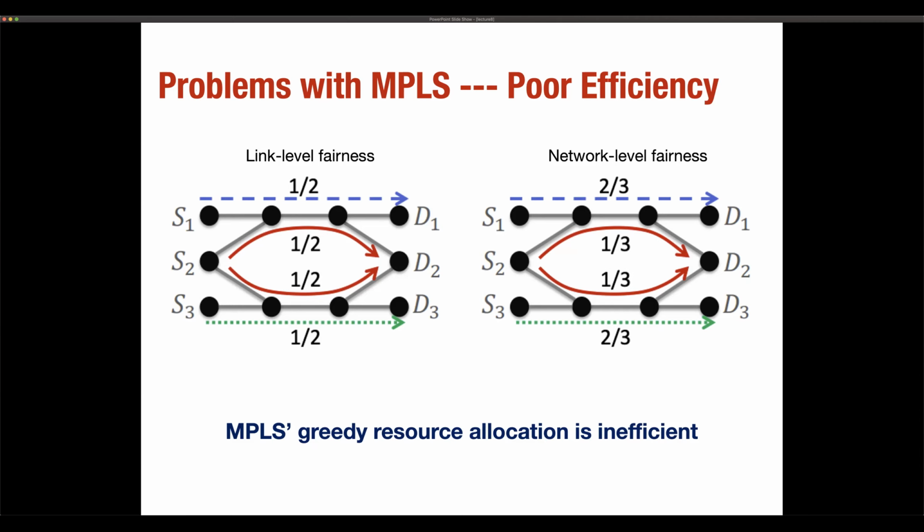So this is one example in which we can make an argument that because MPLS is only ensuring link level fairness, that type of greedy resource allocation is inefficient. And if we have a holistic view of the network, where rather than ensuring link level fairness, we ensure network level fairness, then we can do a better job, right? So this is also one example of why MPLS is not really a good tool for making good use of the network resources, right?